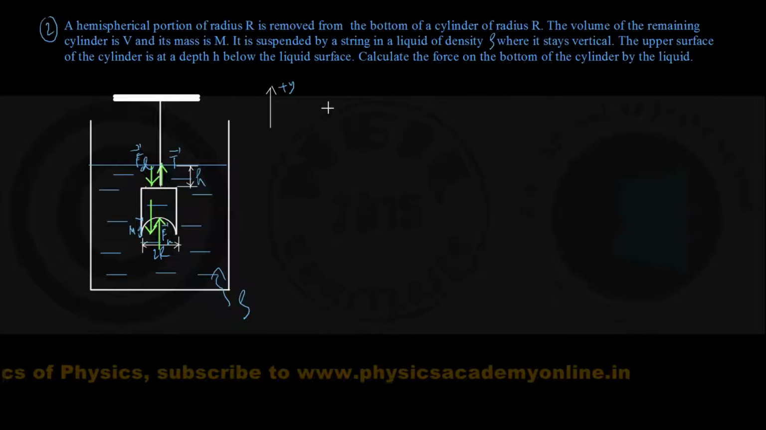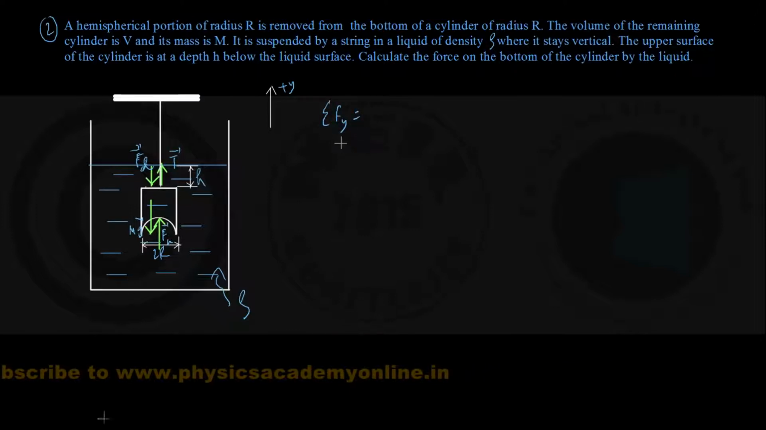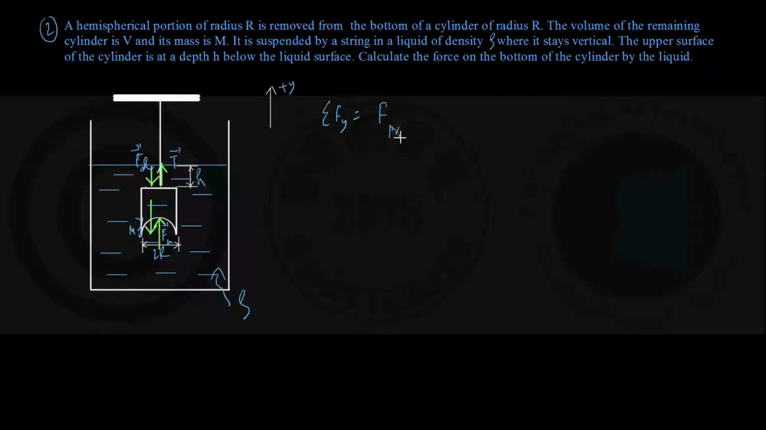Writing down the equation for equilibrium in the y direction, sigma Fy, I'm taking upward to be positive. First I write down the force of pressure upwards, that is this Fu. I call it the force of pressure in the upward direction. It's positive because it's upward. And there is a force of pressure acting downwards at the top surface.